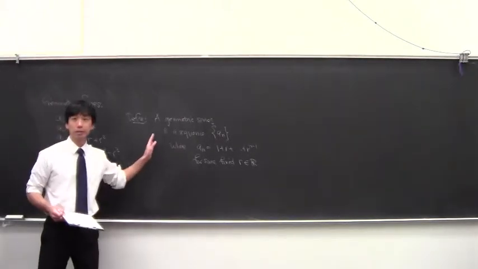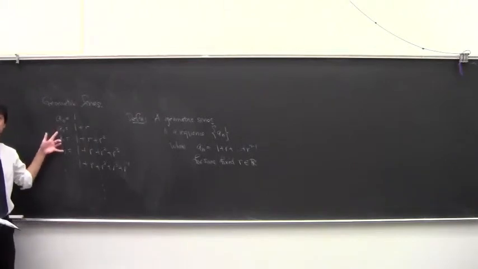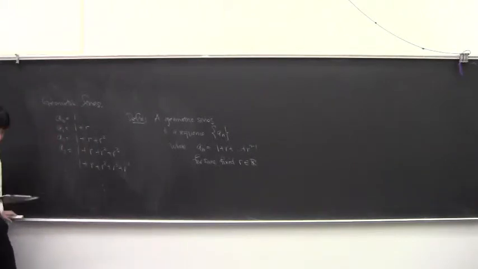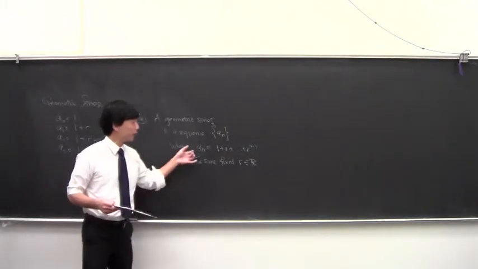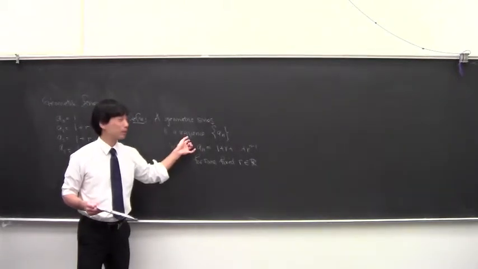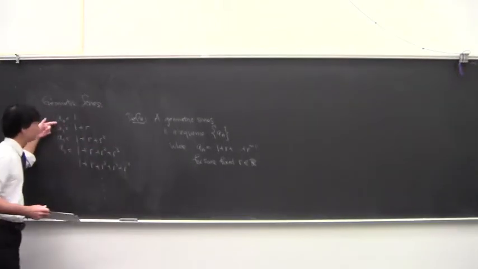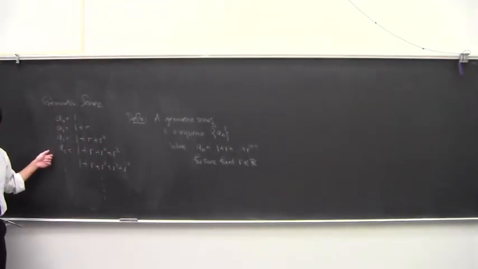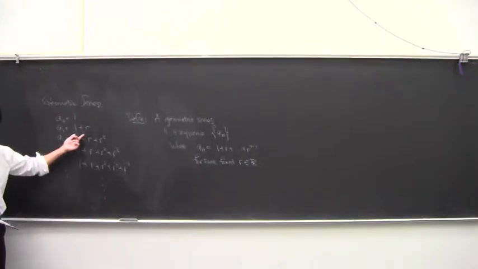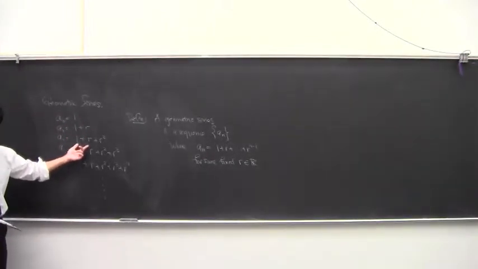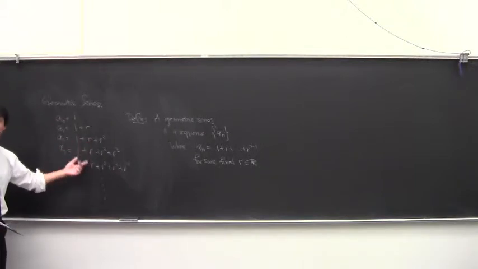Okay. So it's something that looks like this. If r is 1, then what does your sequence look like? It'll be, the first term will be 1, the second term will be 2, the third term will be 3, the fourth term will be 4, etc., etc.